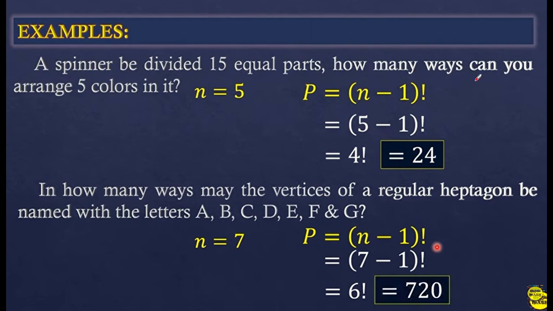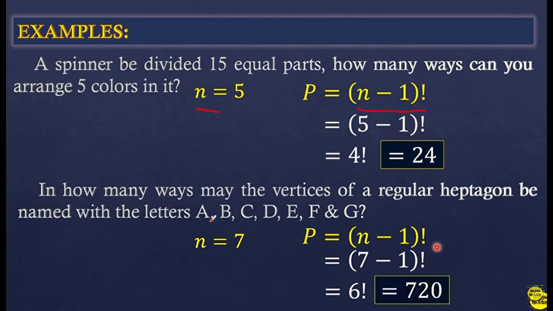Next example. A spinner is divided into 5 equal parts. How many ways can you arrange 5 colors in it? So we have n is equal to 5. Again, 5 ang ato n. And then n minus 1 is 5 minus 1 factorial, and we have 4 factorial. So 4 times 3 times 2 times 1. Our answer is 24.